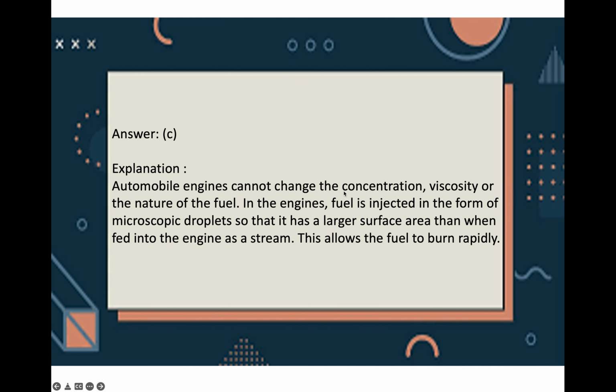Automobile engines cannot change the concentration, viscosity or the nature of the fuel. What happens in engines? You inject fuel in the form of microscopic droplets so that it has a larger surface area when it is fed into the engine as a spray. This larger surface contact area allows the fuel to burn rapidly.